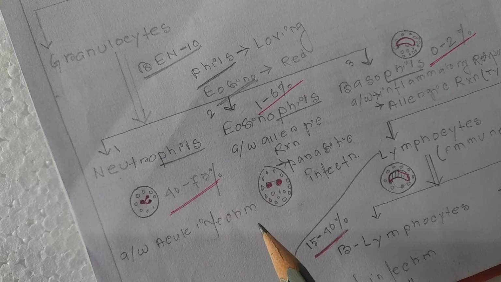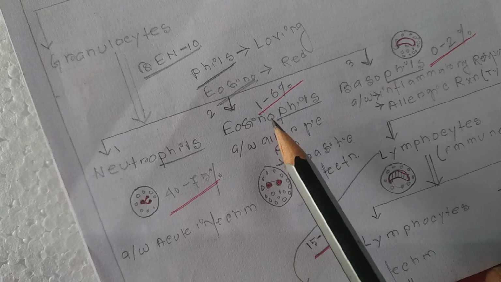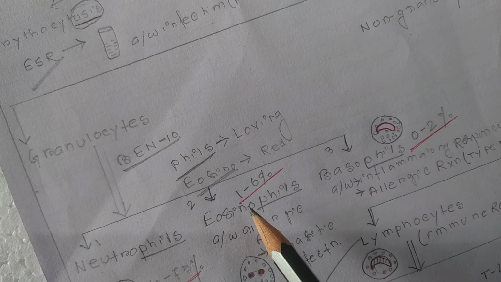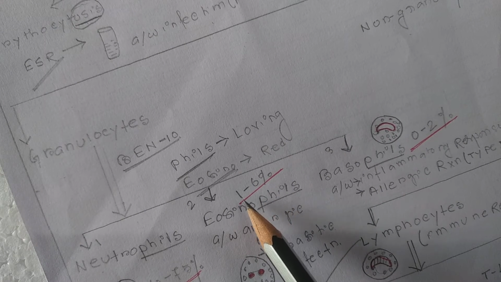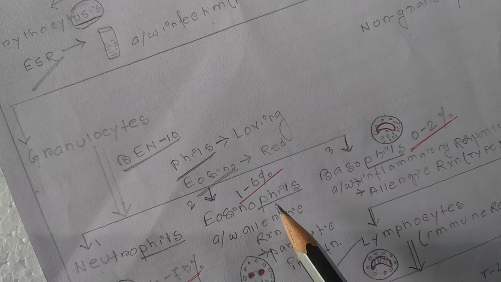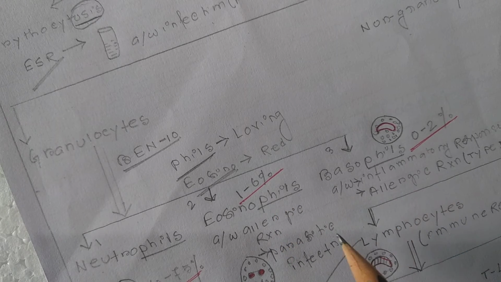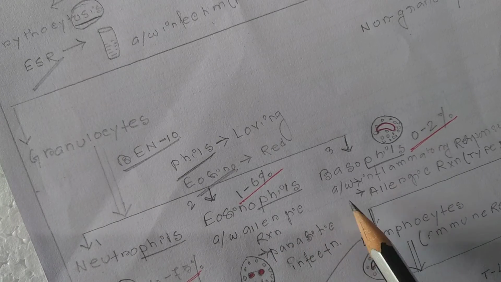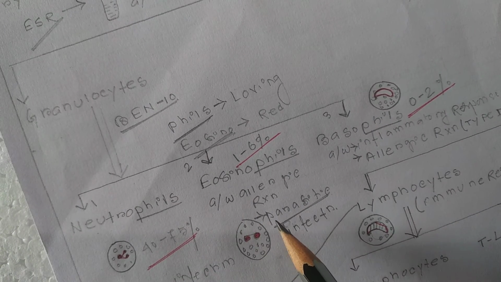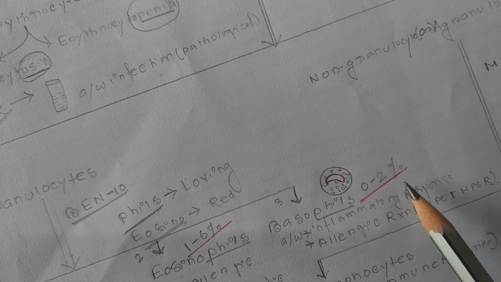About the eosinophil, the normal range is 1 to 6%, and it is associated with allergic reaction and parasitic infection. When this value is more than 6%, we should consider that the infection may be an allergic reaction or may come from a parasitic infection. And that is the shape of the eosinophil. Basophil is present in our body at 0 to 2%.